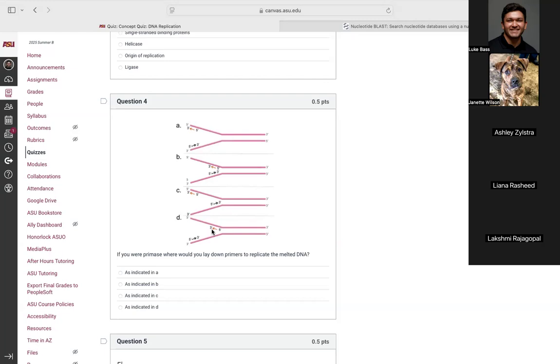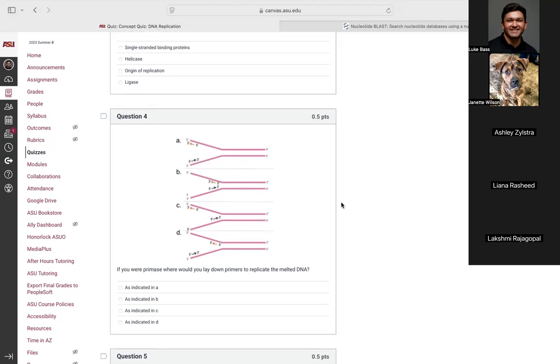Actually, it makes sense, whatever you said. Yeah, because you don't want the strings to, because they are being melted. So we want the primers to attach to the portions where you said. Right, yes. So yeah, Lakshmi, what you said was on the right track. It looks like D is the correct illustration. Awesome. Okay. Yeah, that's a tough question. I'm glad that you asked about that.